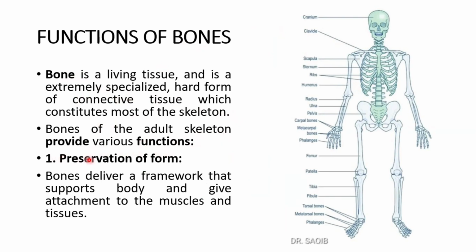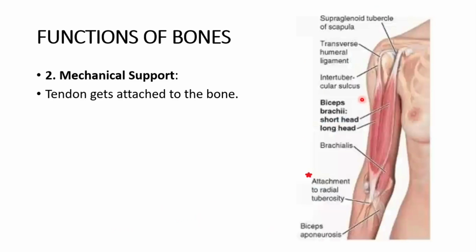So number one function is the preservation of the form. Bones deliver a framework that supports the body and gives attachment to the muscles and the tissues. So you could see this. This is the bony framework of the body that gives attachment to the muscles and the tissues.